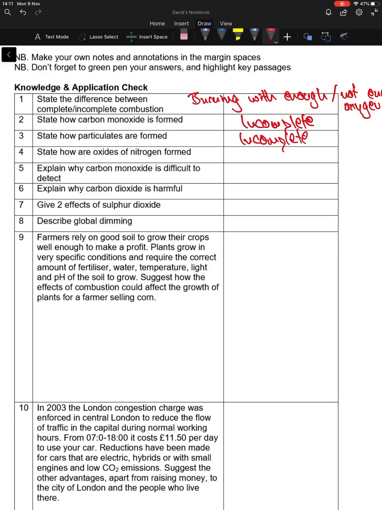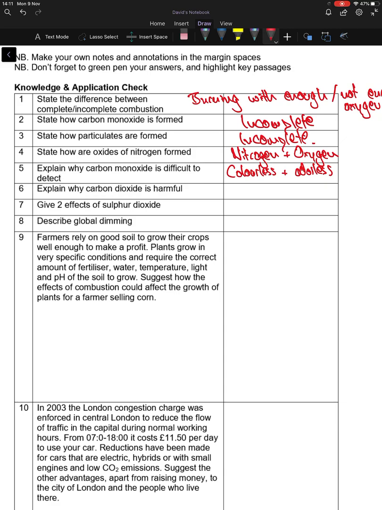So, incomplete combustion as well. So, how are oxides of nitrogen formed? They're formed by nitrogen combining with oxygen. Why is carbon monoxide difficult to detect? Think about those properties we talked about. They're colourless and odourless.